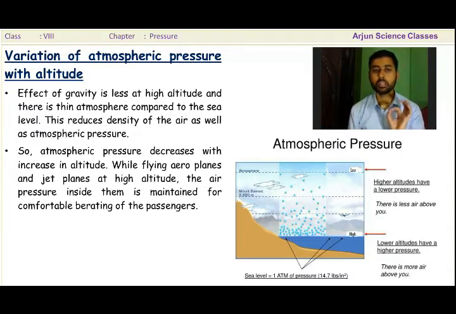While flying aeroplanes and jet planes at high altitude, the air pressure inside them is maintained for the comfortable breathing of the passengers.